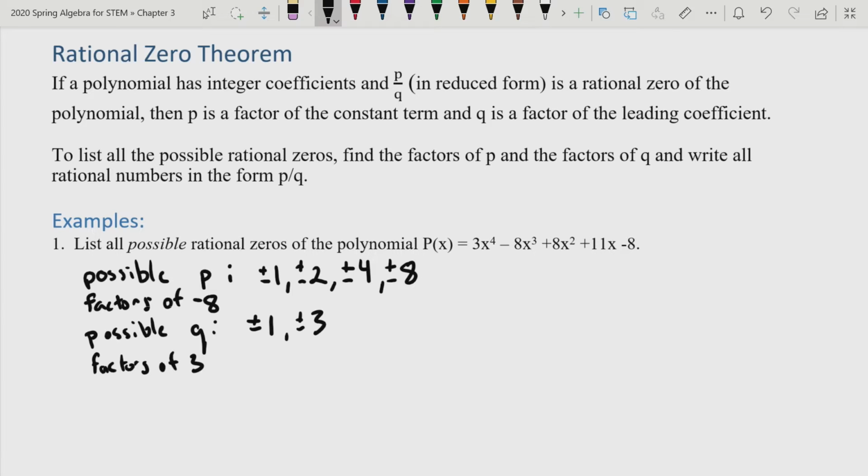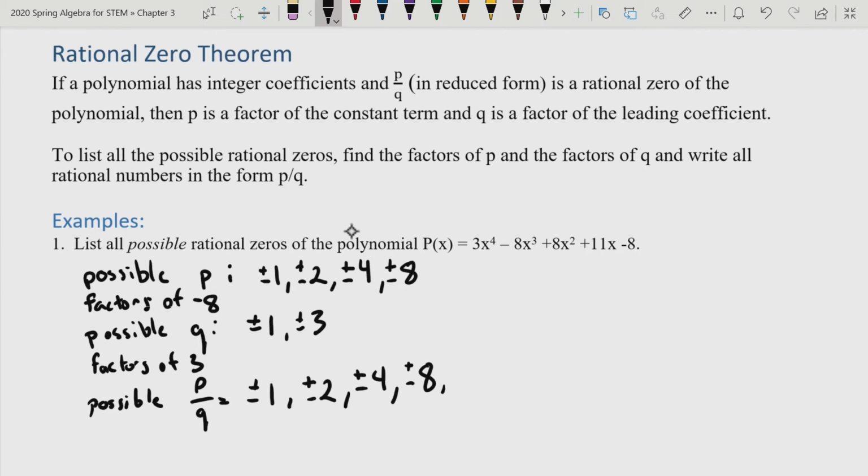Now, to find all the possible rational zeros, we take all the possible p's and divide them by all the possible q's. So, what is our list of possible p's over q's? Let's start with this one. If I take plus or minus 1 and divide by plus or minus 1, I'll get plus or minus 1. If I take plus or minus 2 divided by plus or minus 1, I'm just going to get plus or minus 2. Same thing for plus or minus 4. Plus or minus 4 divided by 1 is plus or minus 4. Plus or minus 8 divided by 1 is plus or minus 8.